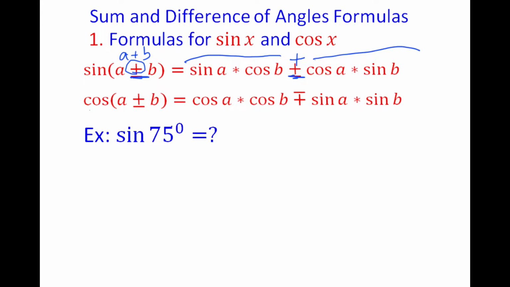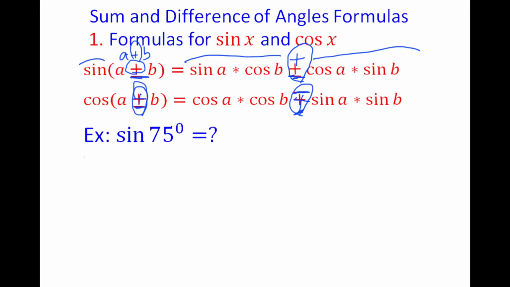For cosine, guys, if we have cosine a plus b, then this is gonna be negative. So cosine a plus b is gonna be cosine a times cosine b minus sine a times sine b. For cosine a minus b, we have cosine a times cosine b plus sine a times sine b. So as a result, guys, when we have sine, the sign which is between the angles is gonna be the same as this sign. When the function is cosine, if we have positive here, then we're gonna have negative here, or if we have negative here, then this is gonna be positive, guys.